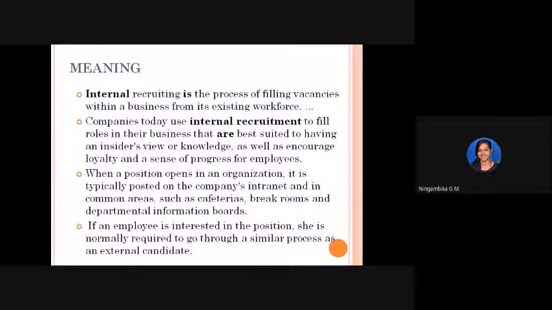When a position opens in an organization, they typically post about the profile on the company's intranet, either through job posting, through career letters, or through cafeterias where they can mention there is an opening for a profile or post. In this way, they can create awareness of a particular profile.